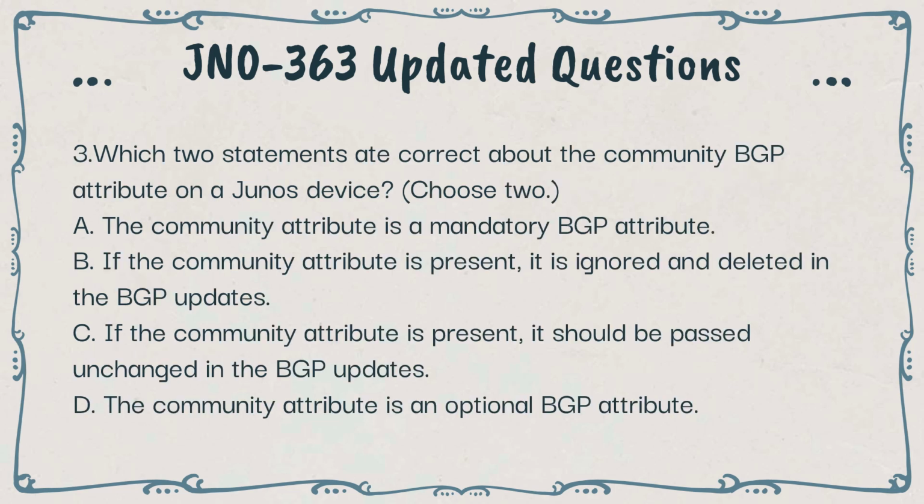3. Which two statements are correct about the community BGP attribute on a Junos device? Choose 2. A. The community attribute is a mandatory BGP attribute. B. If the community attribute is present, it is ignored and deleted in the BGP updates. C. If the community attribute is present, it should be passed unchanged in the BGP updates. D. The community attribute is an optional BGP attribute.